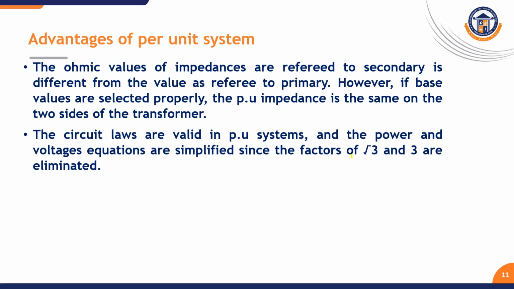Normally, root 3 and 3 are eliminated. Three-phase supplies are normally represented as line quantities and phase quantities, and multiplied by 3 for the three circuits. So once you convert into per unit values, these calculations are simplified.